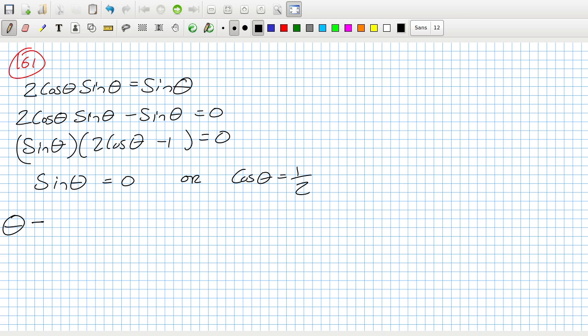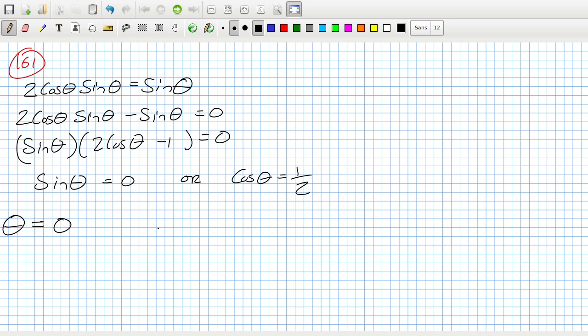This means that theta here could be sine inverse of 0, which is 0. And then the second answer is 2 pi. However, we're not permitted to include 2 pi because the interval is open at 2 pi. So it's only 0.